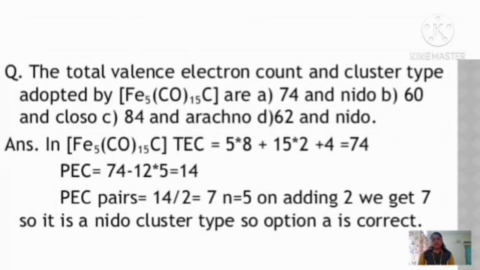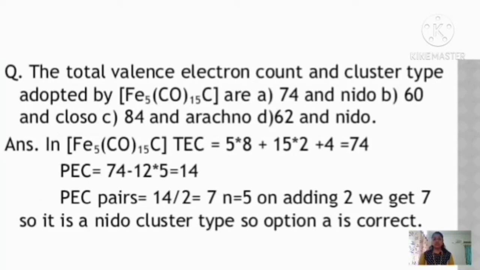Here it is a metal cluster, so iron has 8 valence electrons, that is 3d6 4s2. The total electron count can be found as follows: there are 5 iron atoms, so 5 into 8, plus 15 into 2, and carbon has 4 valence electrons, plus 4. So it will be 40 plus 30 plus 4, which is equal to 74.